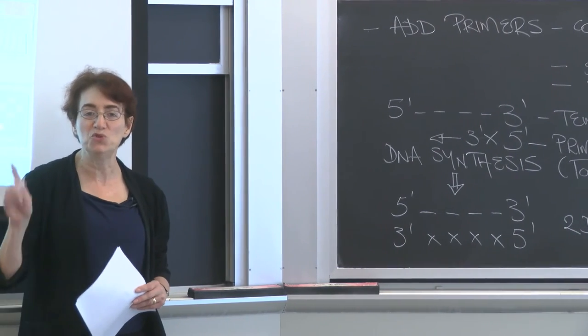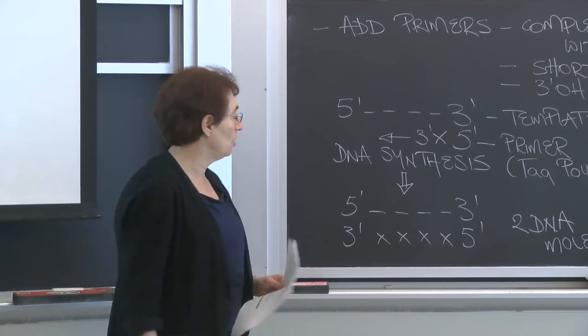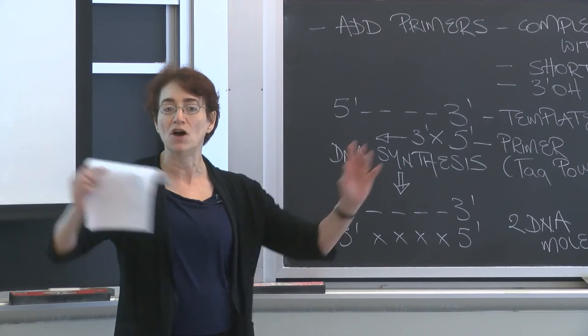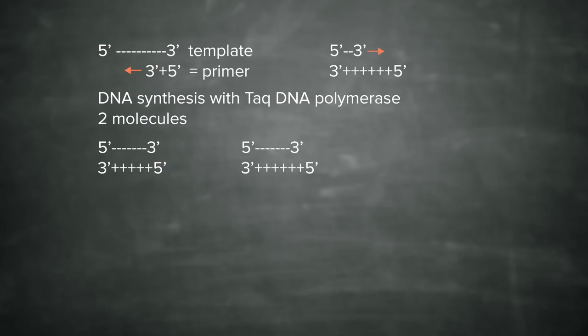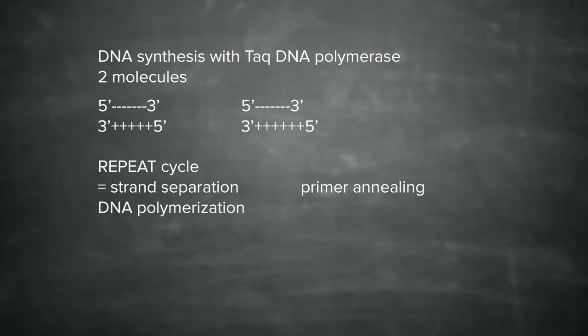Well, the big deal is that you do this again and again and again and again. And you can do it in the same test tube because this special Taq polymerase is able to withstand the very high temperatures of breaking the DNA strands apart before they can be used for DNA synthesis again. Okay, so let's write on the next board that what happens is you repeat the cycle. And the cycle looks like strand separation, not just of your first DNA molecule, but now of the two DNA molecules you've made in your first round of PCR, primer annealing, and DNA polymerization, or DNA synthesis. And you can do this all in one tube.